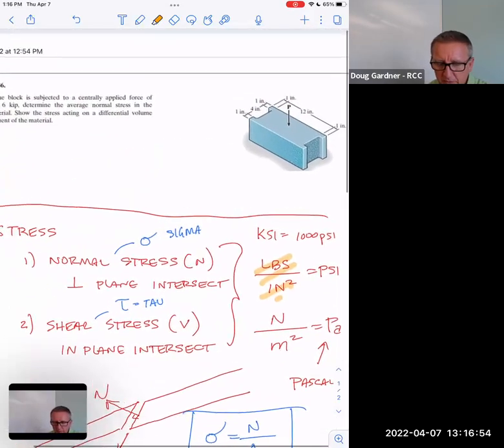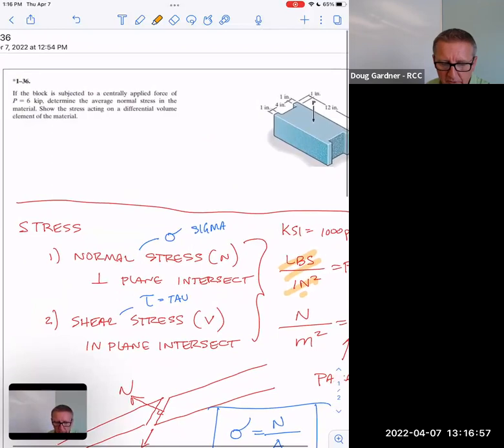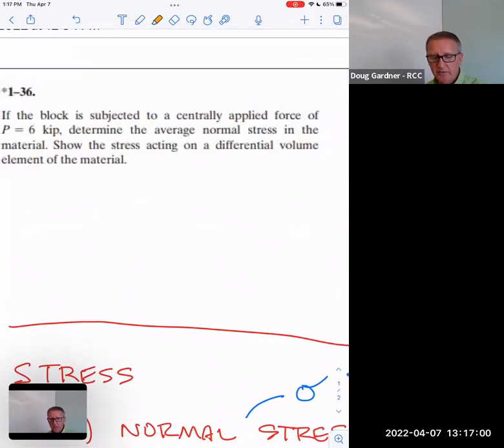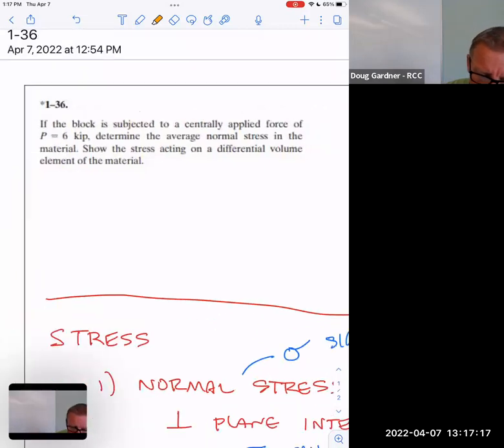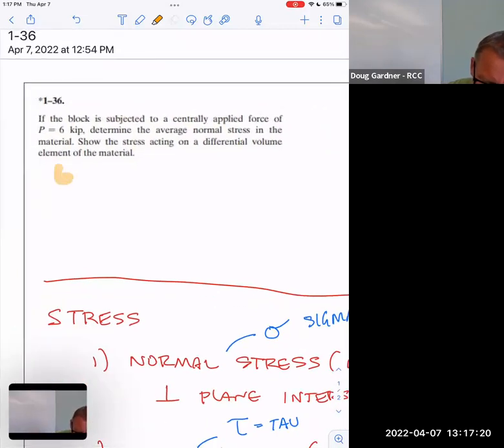So let's take a look at this brick. This is a pretty easy question. Notice the unit, 6 kips. In other words, 6,000 pounds. Again, my gut reaction is to change that to 6,000, because then it's pounds and I'll get pounds per square inch. Could I just leave it as kips and then write it as kilopounds per square inch? Maybe. I don't know. So 6 kips equals 6,000 pounds. Kilopounds.